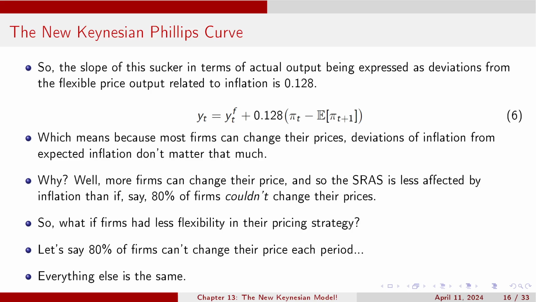So what if firms had less flexibility in their pricing strategy? Let's say 80% of firms now can't change their price each period, but everything else is the same. Well, before, it was 0.128. So if you have a 1% deviation of actual inflation from expected inflation, what happens? Well, that 1% increase is really only going to increase actual output by 0.128. Okay, that's not that much, right? Kind of a lot, but not really.